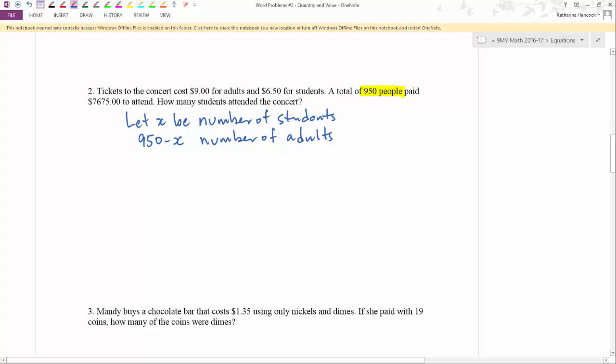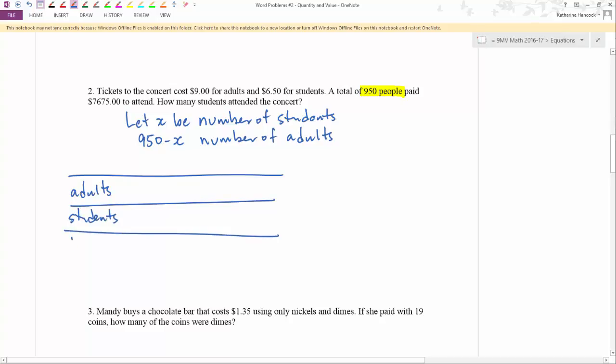And I'm going to make a table again. I'm going to have adults, I'm going to have students, I'm going to have the total, I'm going to have the number of them, the cost of the ticket, and then the total amount. And like before, the number of tickets times the ticket cost is going to equal my total amount. So let's fill in what we know.